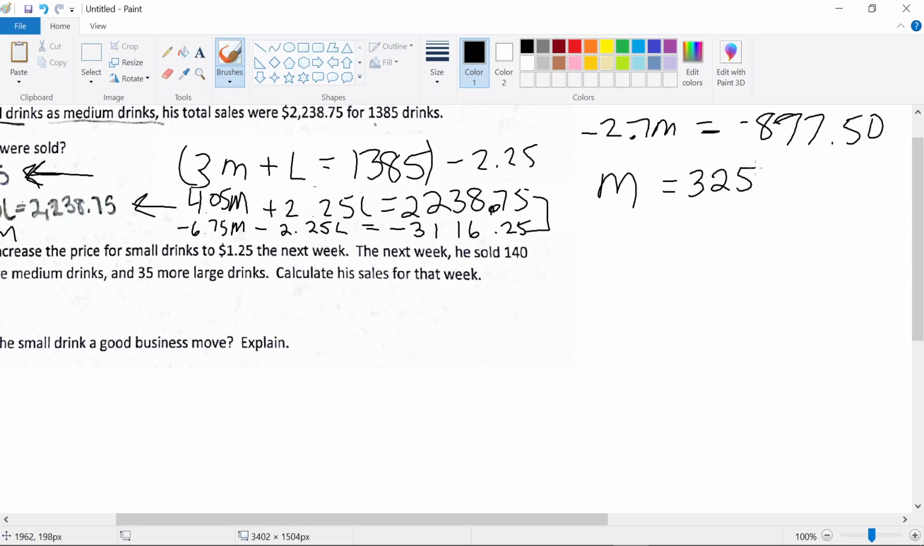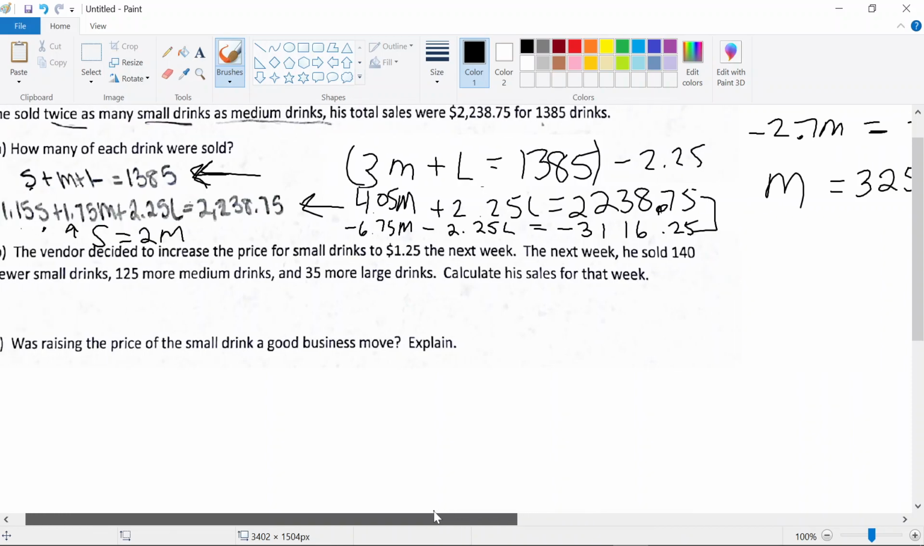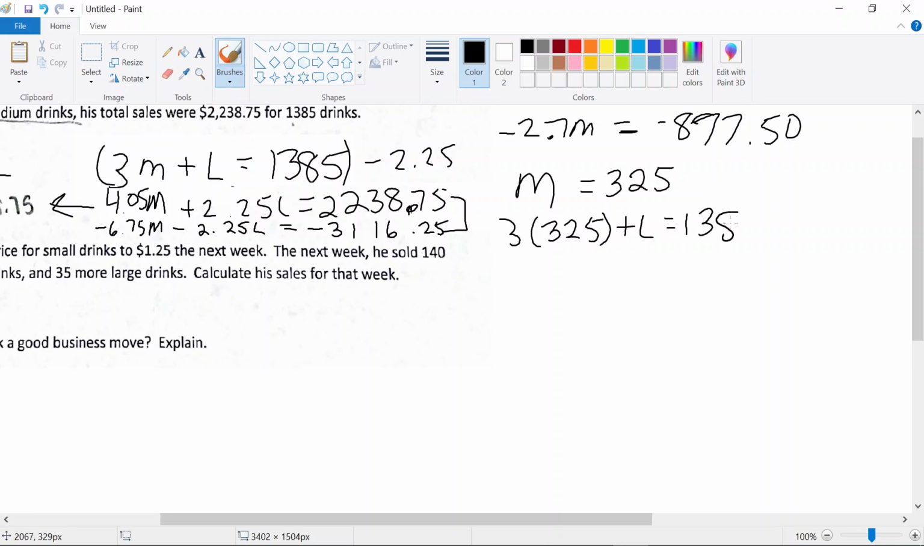So M equals 325. The medium drinks is 325. And where shall I draw that? I guess I'll leave it right there. Okay, and now I know 3 times M, so I'll just plug in this M. 3 times 325, plus L equals 1385. What's 3 times 325?